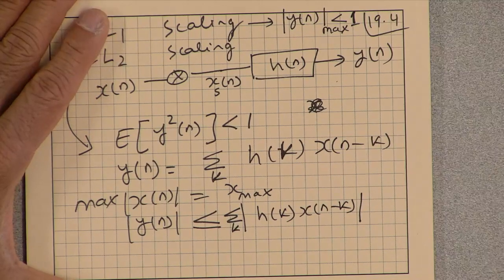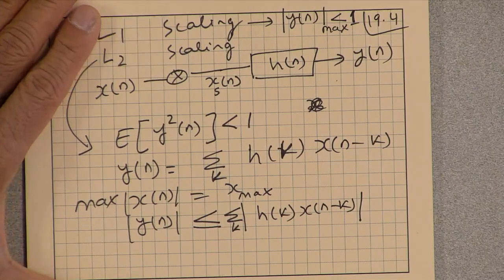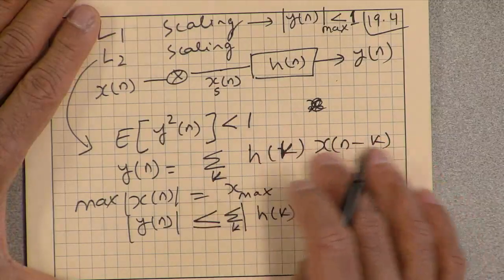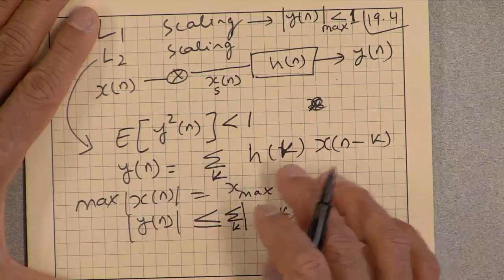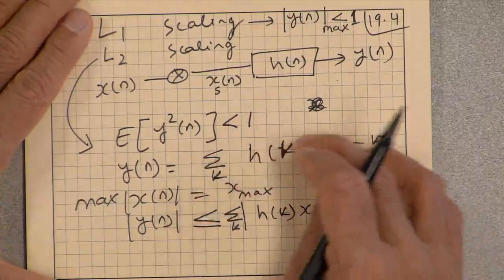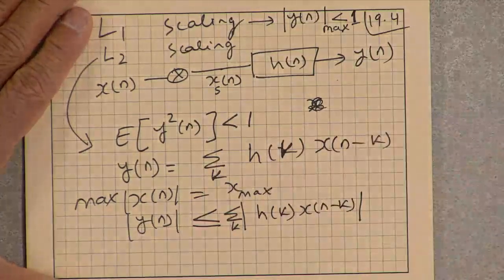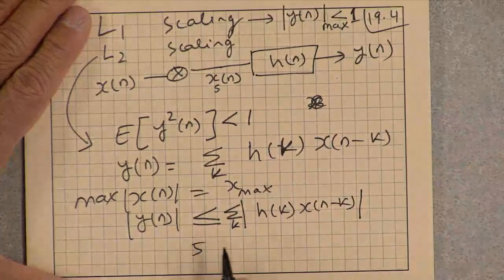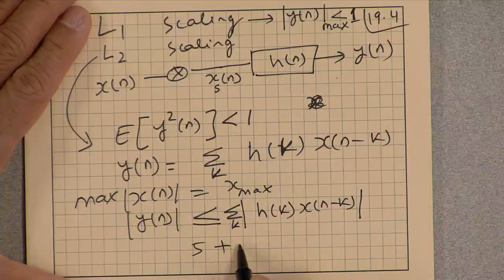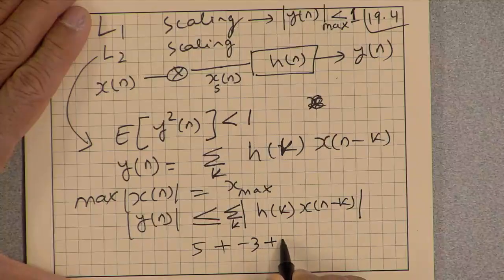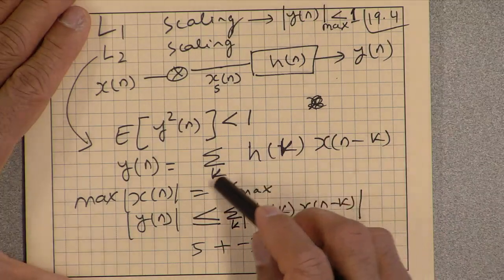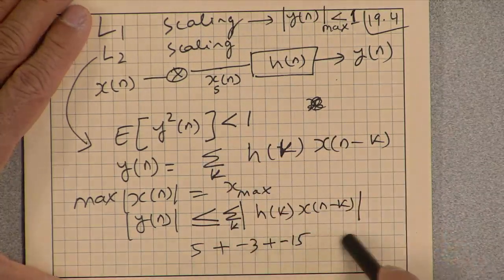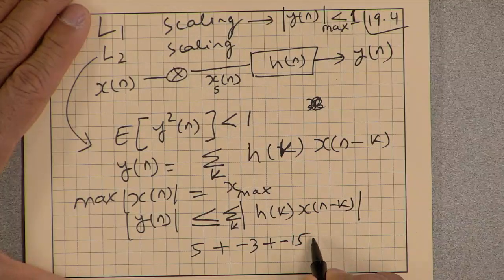Any thoughts about why that is true? This quantity here is a sum of many numbers. If this was a 100 tap filter, there would be 100 things. Let's say I'm just going to talk about three numbers: 5, plus minus 3, or maybe even minus 15. So k takes three values, and if I add these three, that is going to be minus 13.